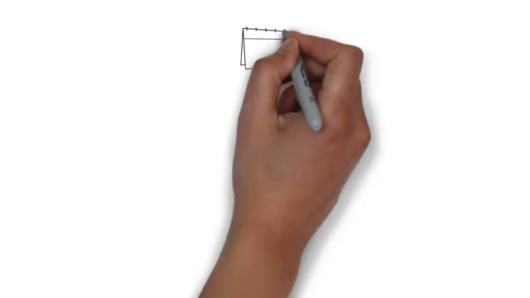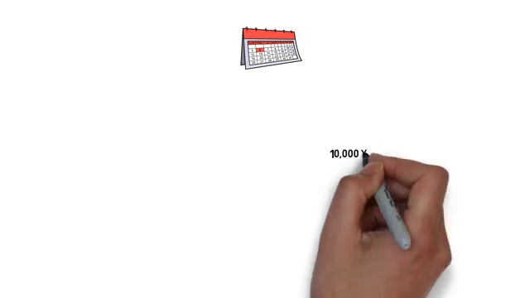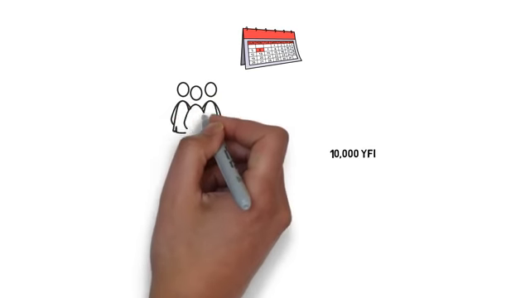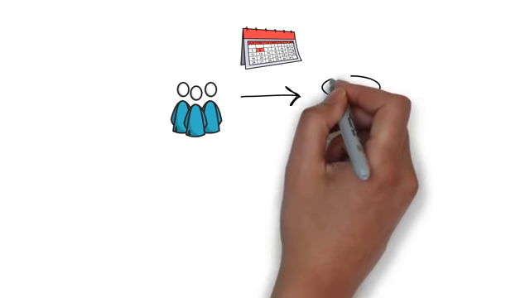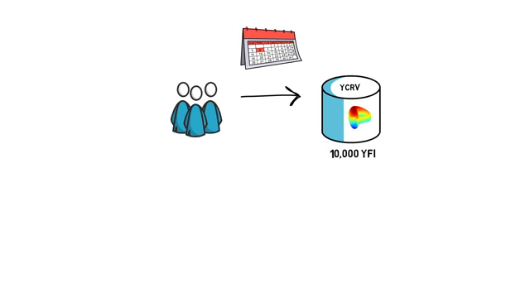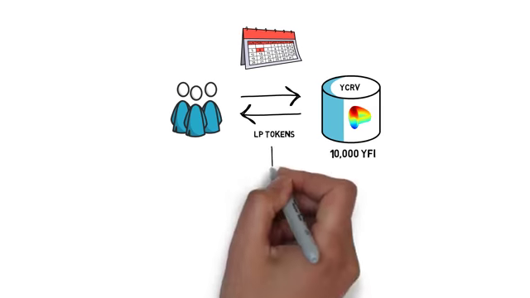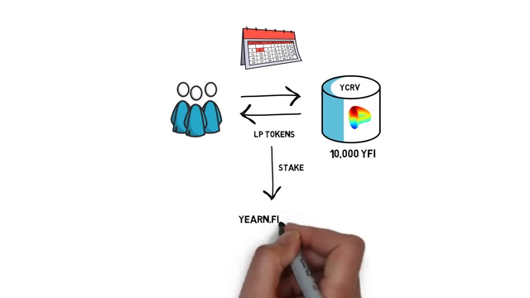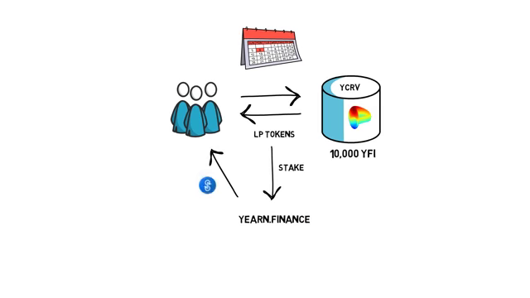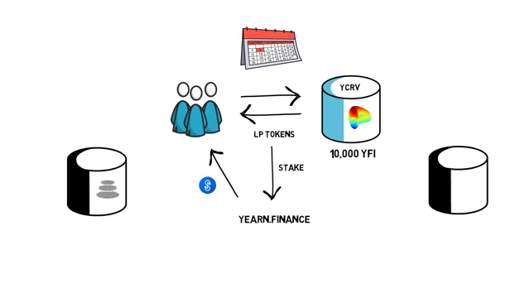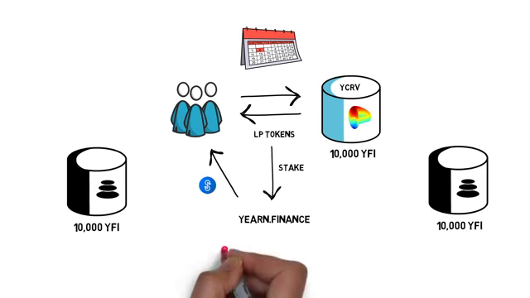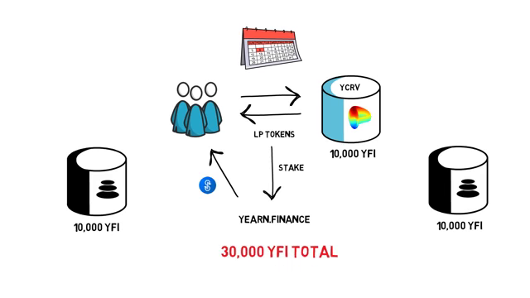A 9-day-long token distribution started with allocating 10,000 YFI tokens to the liquidity providers of the yCRV pool. The LPs had to stake their yCRV LP tokens to receive YFI rewards. Shortly after, 2 more Balancer pools were added, with 10,000 tokens each, totaling 30,000 YFI tokens.